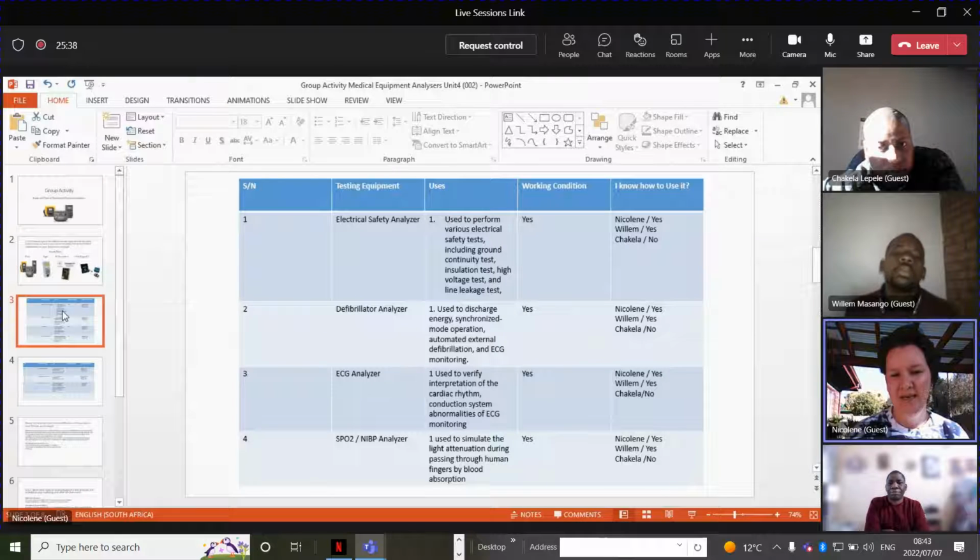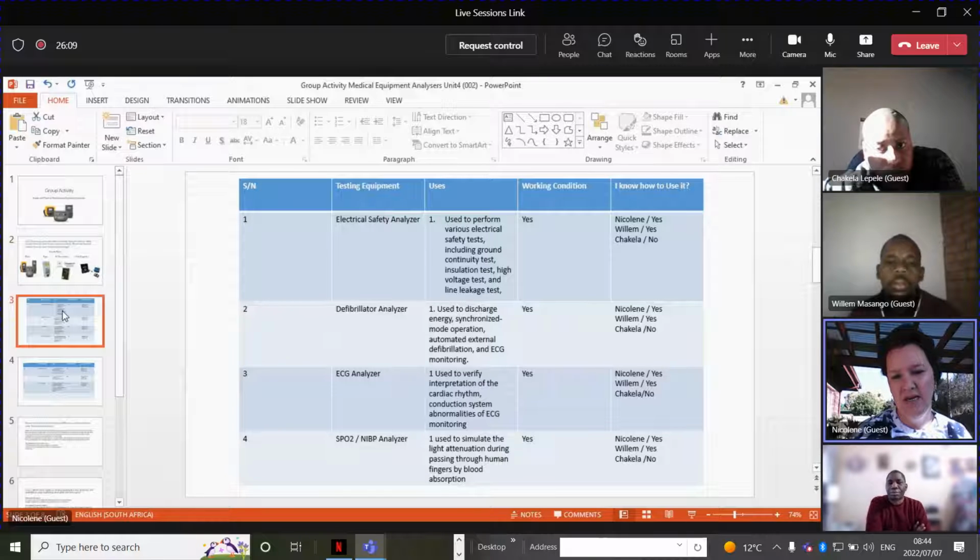On the defibrillator analyzer side, the usage for that is to discharge energy, synchronized mode operations, automated external defibrillation, and ECG monitoring. And it is in a working condition. And Nicolene and Willem have one, and Chakela not.